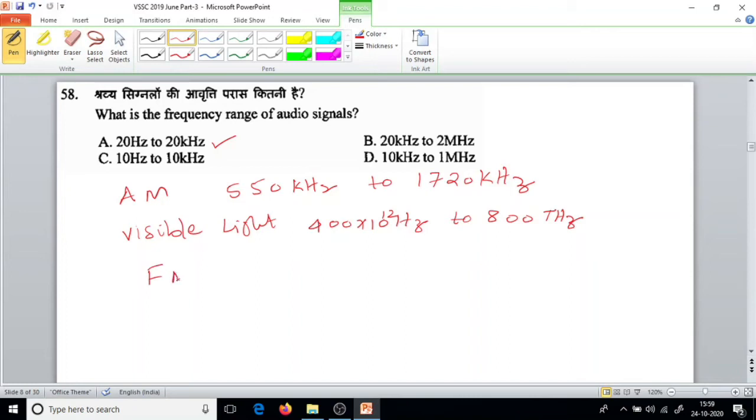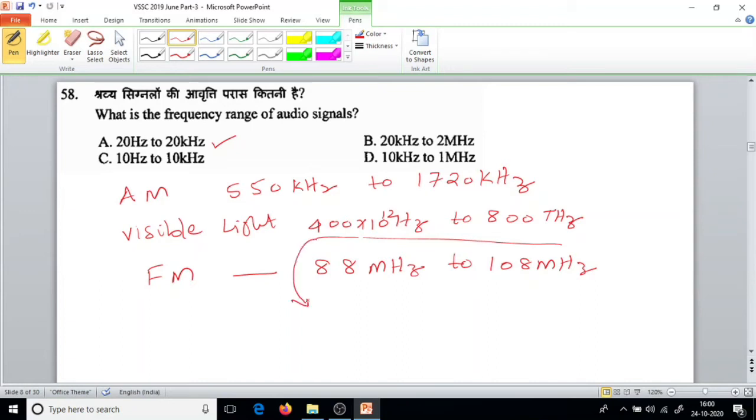And for FM, what is the frequency range of FM? That is 88 megahertz to 108 megahertz. Whatever FM station you are listening to, 98.4 or 94.1, all are in this FM range.